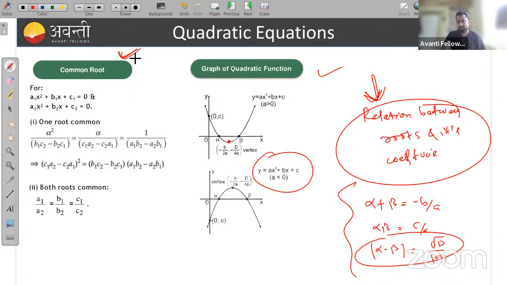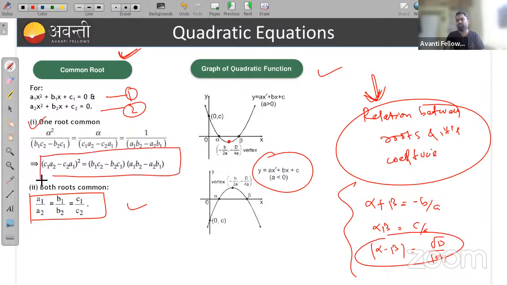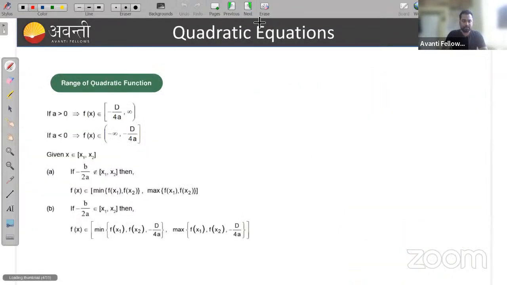So when we are talking about common roots, if you have two quadratic equations and both the roots are common to each quadratic equation, then the condition will be satisfied. That is, the ratio of the coefficients of the respective variables are the same. If you have two quadratic equations, this is 1, this is 2, and both roots are common, then we can say a1 upon a2 is equal to b1 upon b2 is equal to c1 upon c2. And if one root is common, this is my condition. No need to remember this condition. Actually, only 1 or 2 questions were asked in the last 3 years on common roots. Okay, so let's start now.